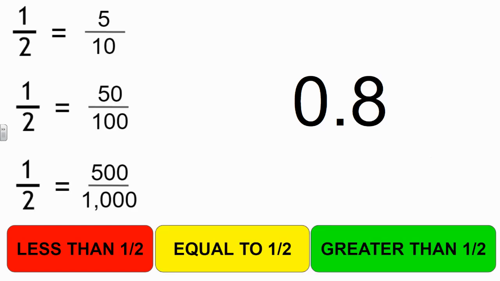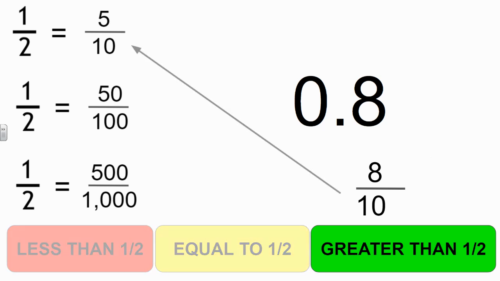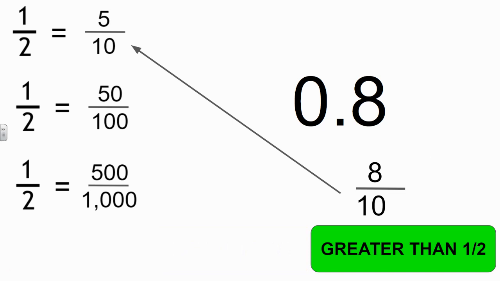Pause the video. All right, this one says 8/10ths. Well, I know another way to write 8/10ths as a fraction. And if I look very carefully, I can see that 5/10ths is exactly half. So if I have 8/10ths, then that is obviously greater than half. Here's the next one.